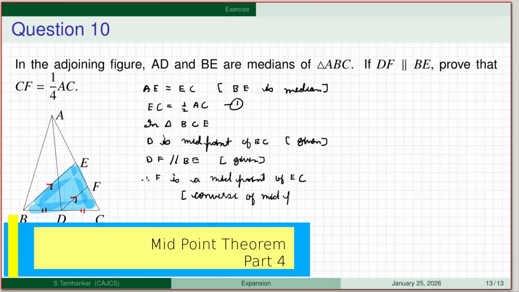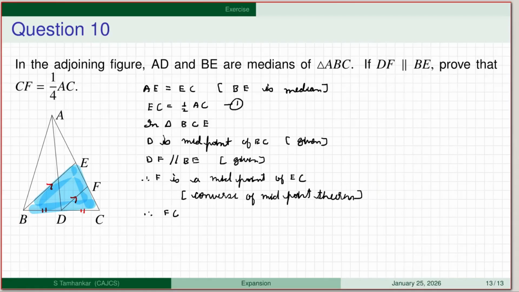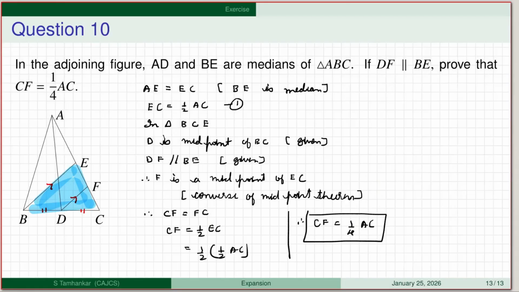Okay, what is the reason? Converse of midpoint theorem. So therefore you get CF is half of EC. But what is EC? EC is half of AC. So that gives you CF is 1/4 of AC. And that is the point that we need to prove. Hence, it is proved.